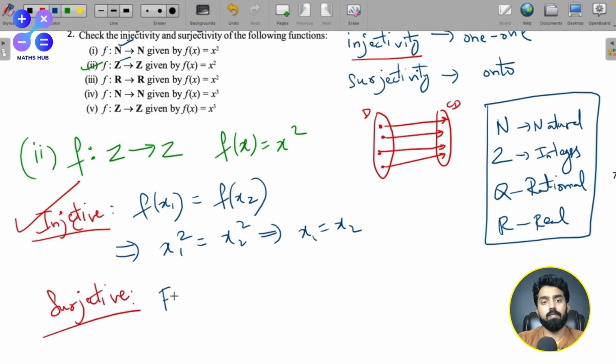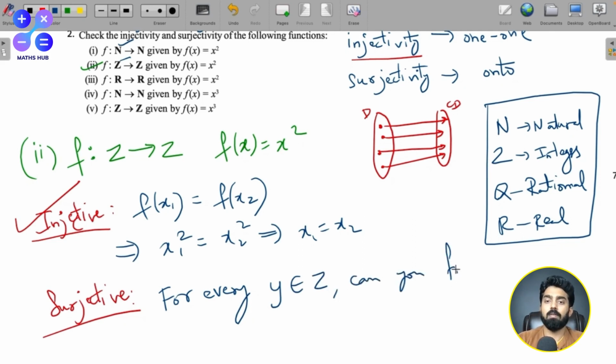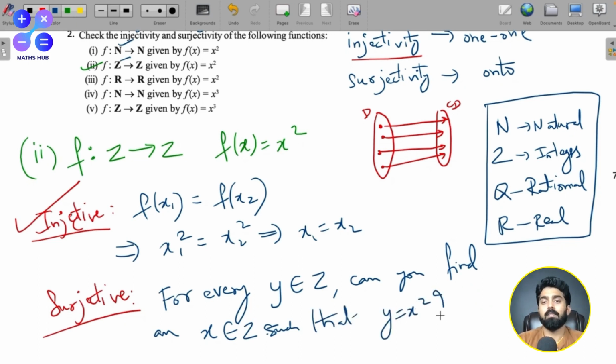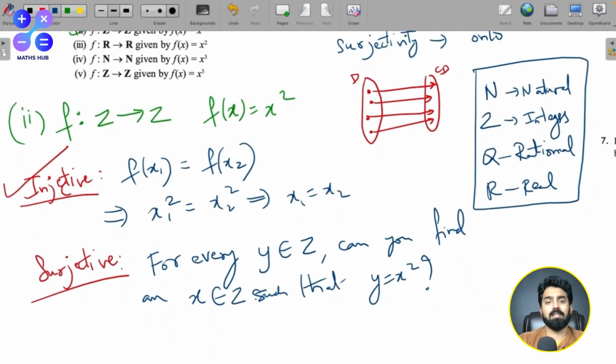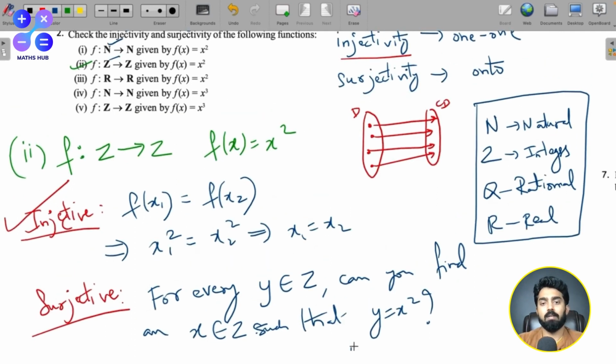Is it surjective? For every y that belongs to integers, can you find an x that belongs to integers such that y equals x square? Can you find an x for every y? It's the same one as last time, but this time we have the set of integers. If y is 3, then x would be root 3, and root 3 is not an integer. It does not belong to Z.